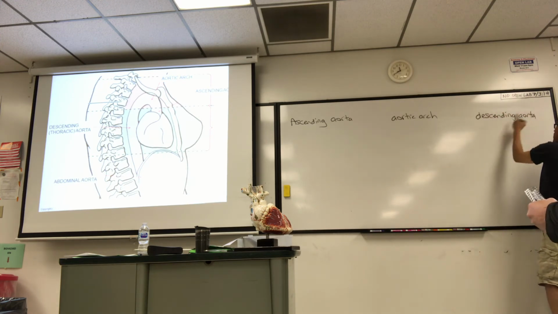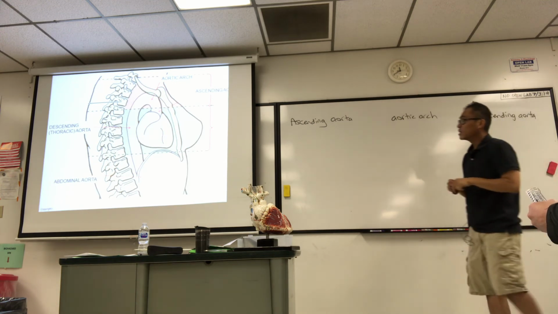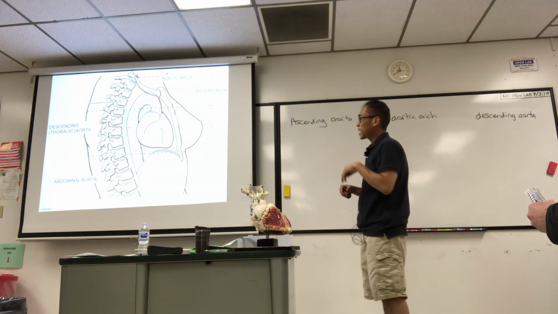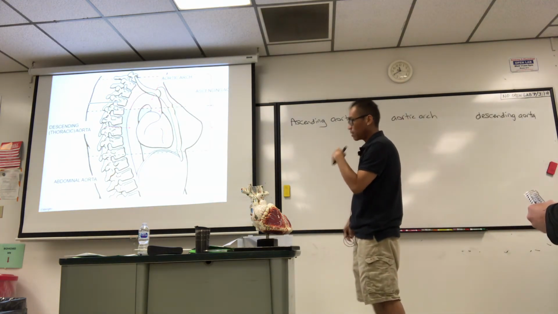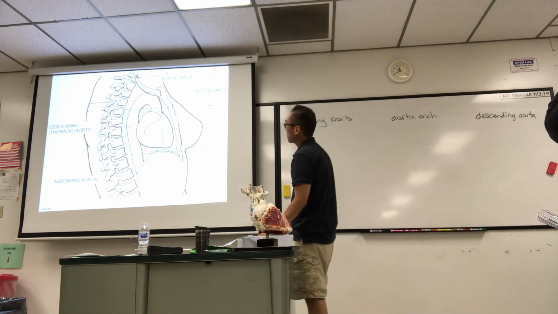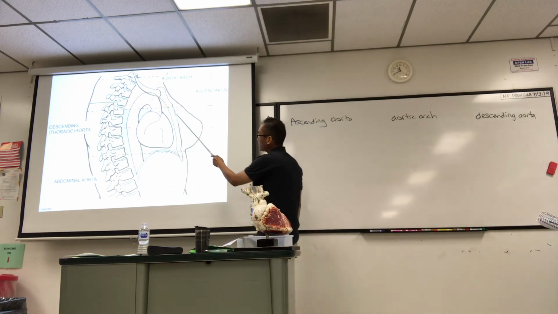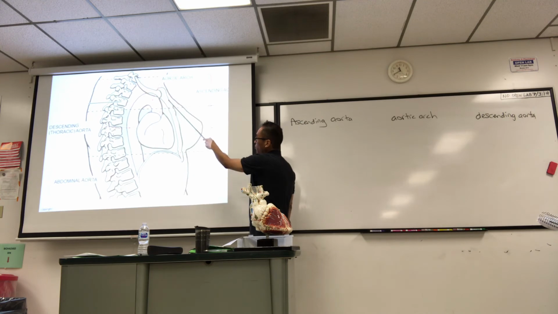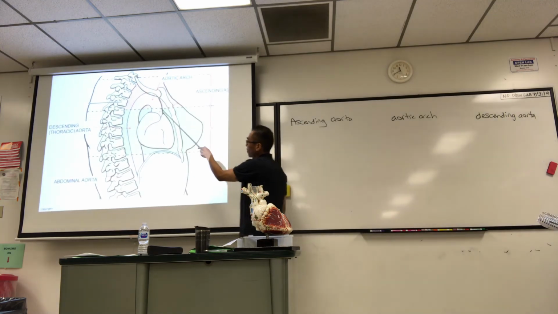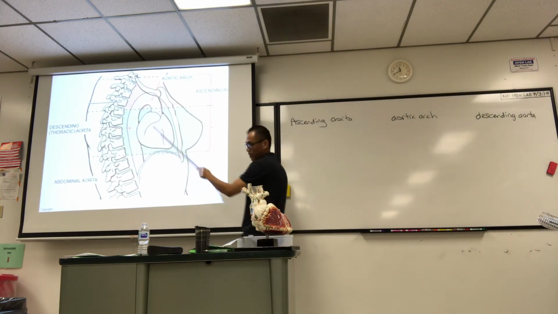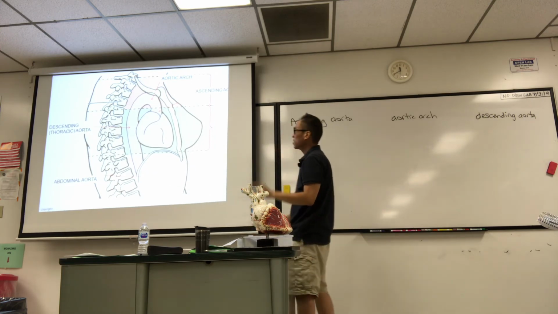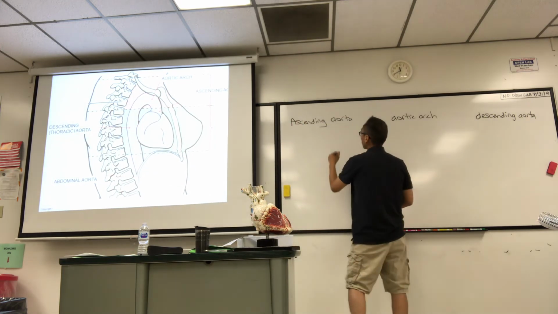Remember, you can also call the descending aorta the thoracic aorta. So to be technical, they draw a line across where the ascending becomes the aortic arch. That's the sternal angle, manubrium, body of sternum, so right there. The first couple of centimeters, the first 2.5 centimeters, is ascending aorta.